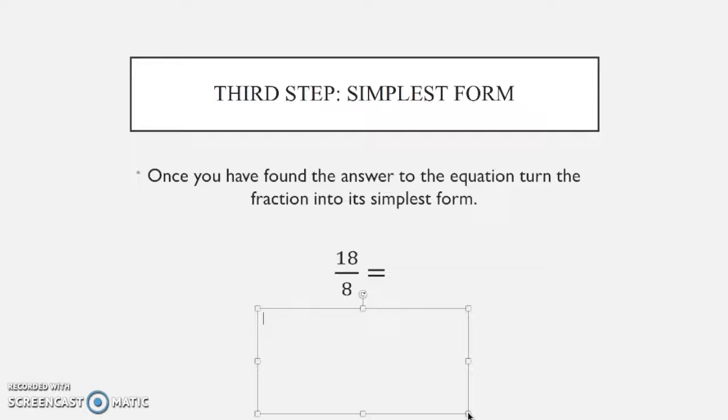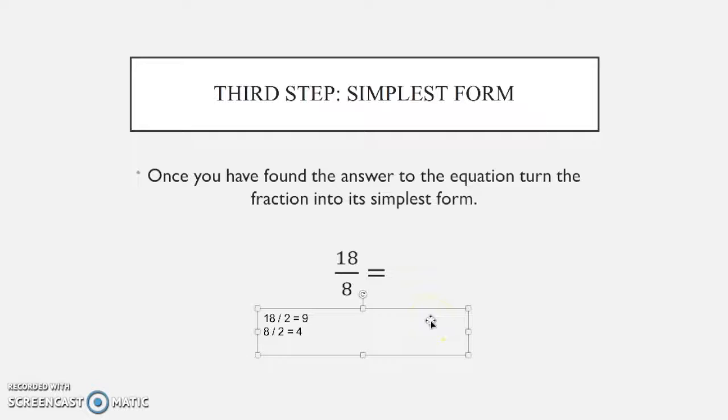The first thing we know is that 18/8 is an improper fraction. So we know that the number on top is going to be bigger than the bottom. An easy way of coming down from this is to divide by 2 until you can no longer divide. So 18 divided by 2 equals 9, whereas 8 divided by 2 equals 4.